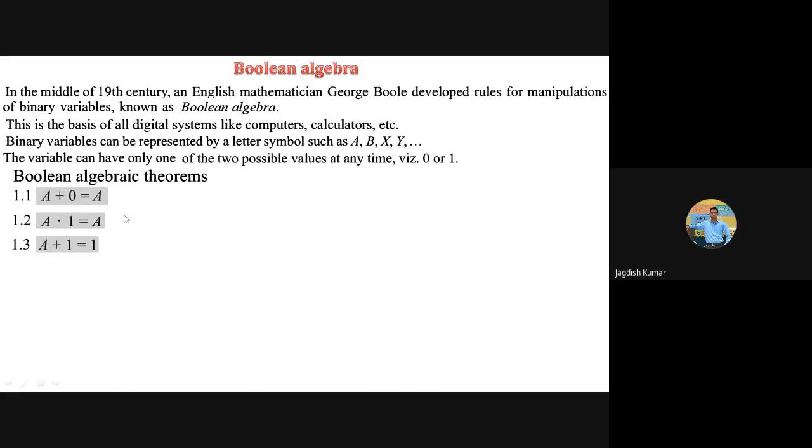The theorem for which we will replace this OR with AND. Yes, anybody wants to say something? Priyanka, you are trying to say something? You want to ask something? Okay, how to get the corresponding AND theorem from 1.3?